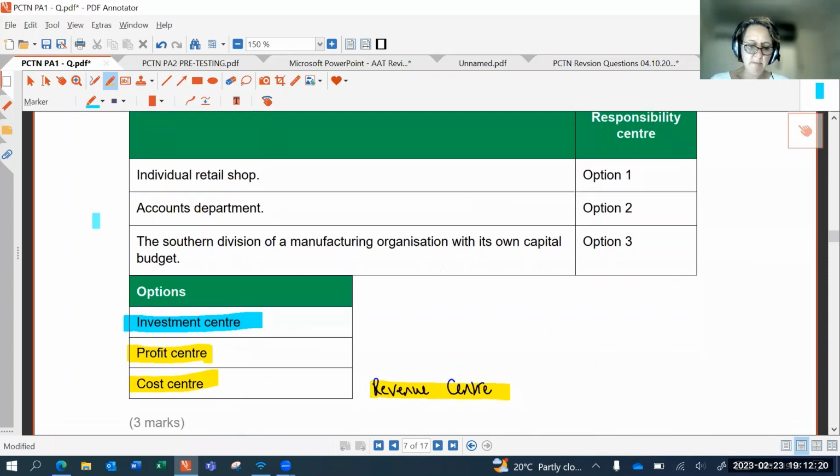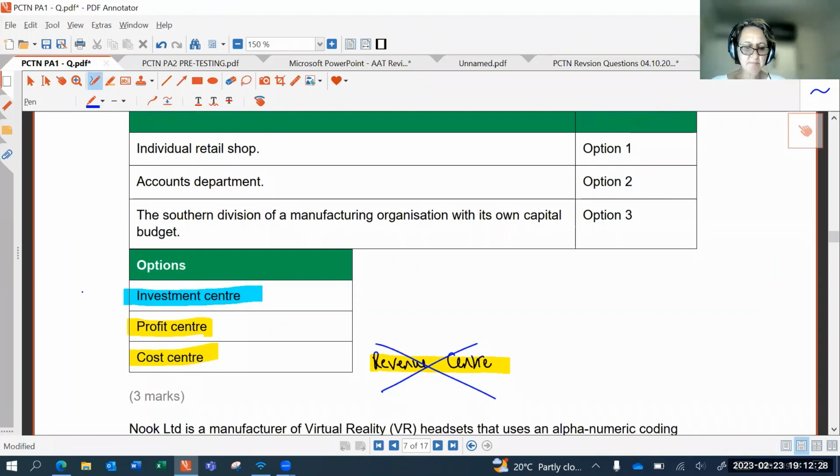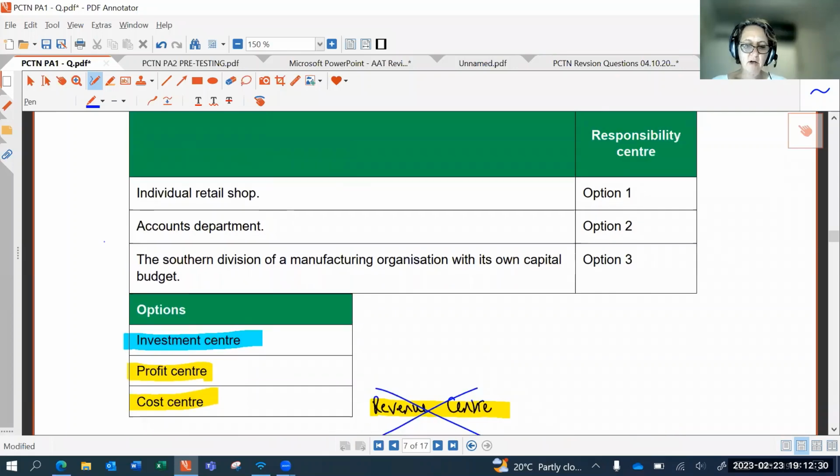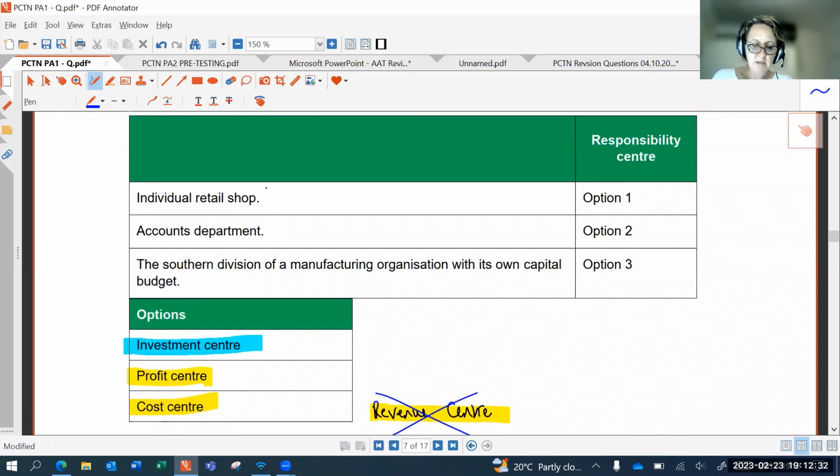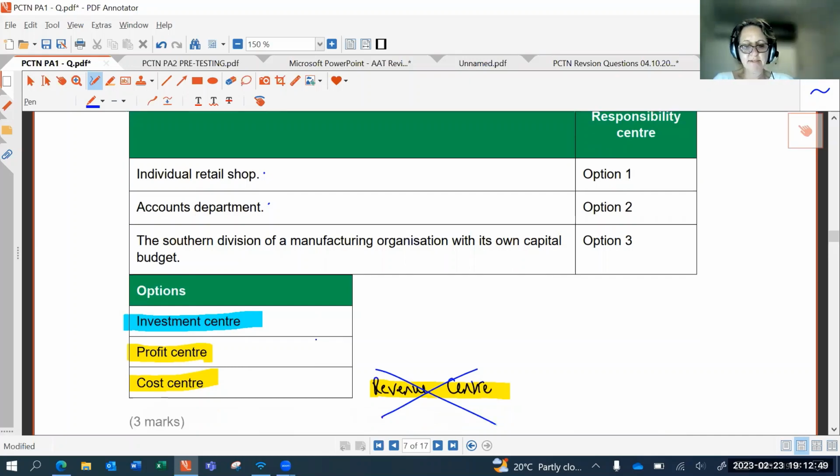Now, remember, the revenue centre was not actually part of the question. That was just me doing an extra bit of revision. So I have 3 options: investment, profit and cost. And I've got 3 individual scenarios. I've got a retail shop. I have an accounts department. I think it means like a finance department. And then the southern division of a manufacturing organisation with its own capital budget. And I need to use each of these options once. So one's an investment centre, one is a profit centre, and one is a cost centre.